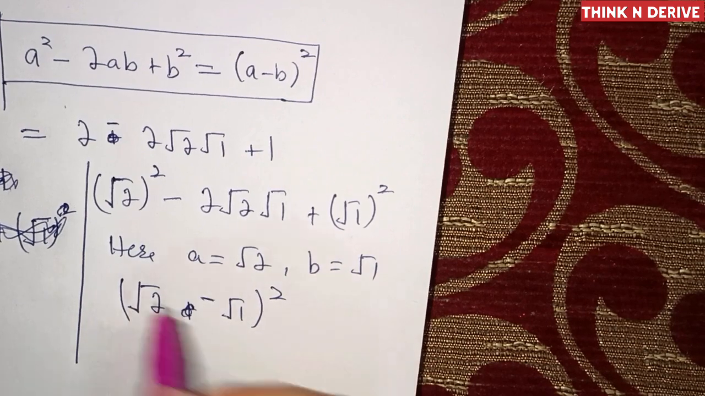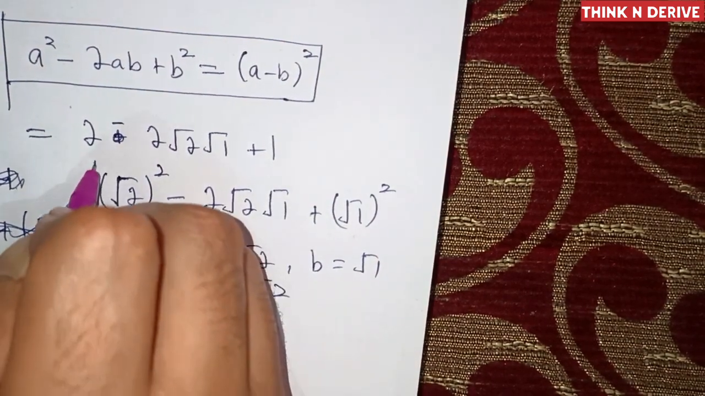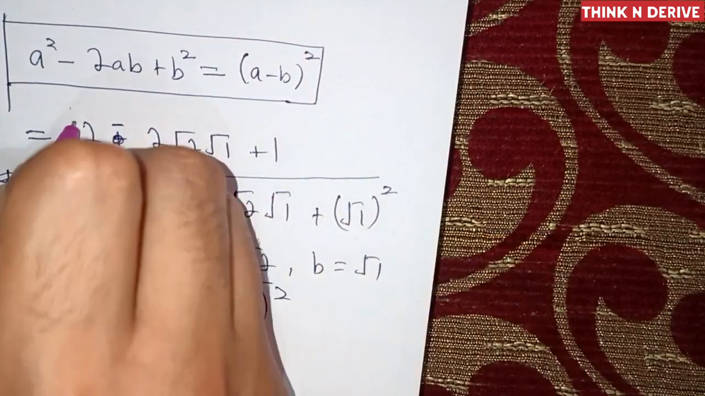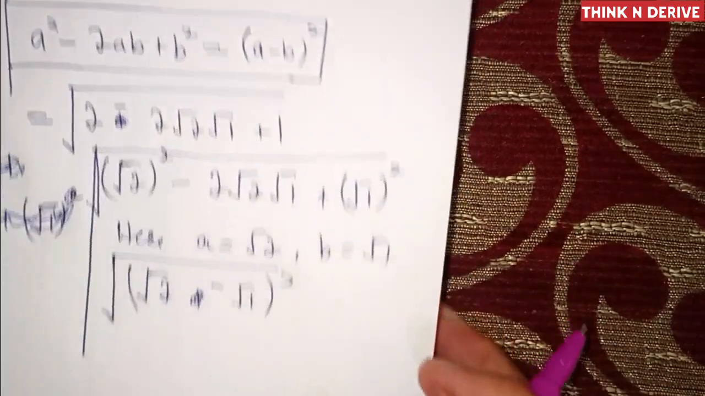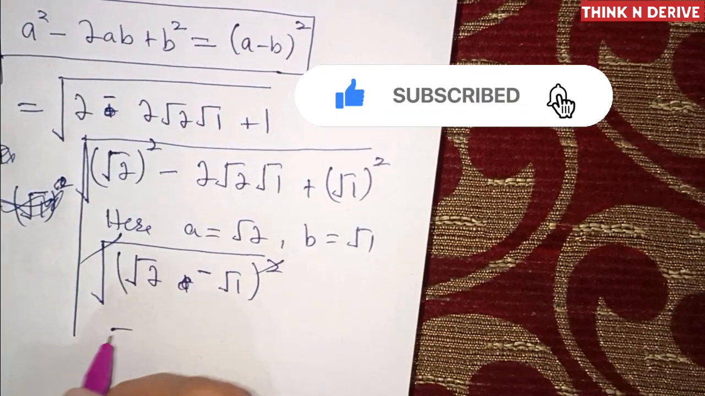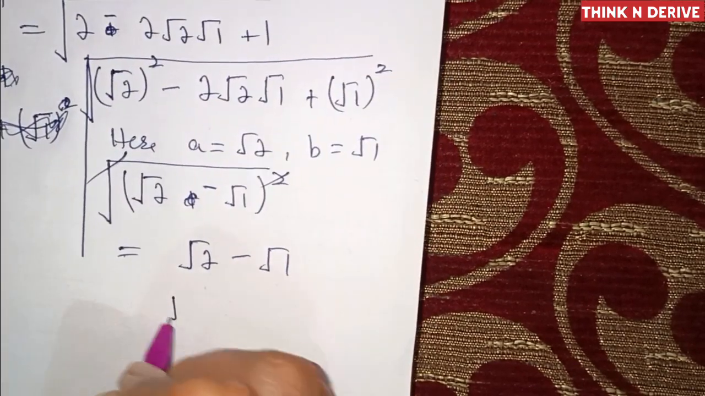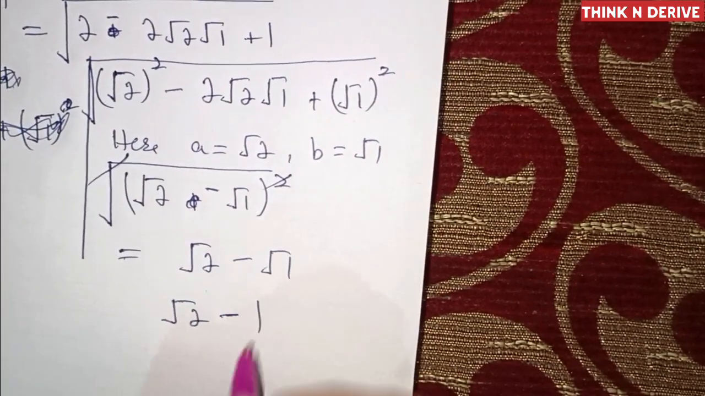Since this was under root, here also this root and square will get cancelled out, so here remains under root 2 minus under root 1, that is under root 2 minus under root 1 is 1. So this is our answer.